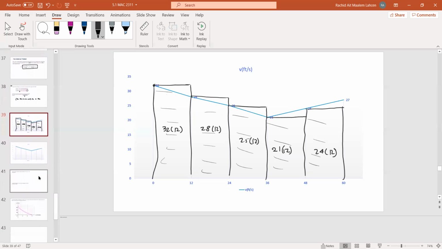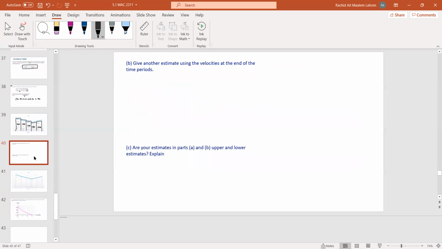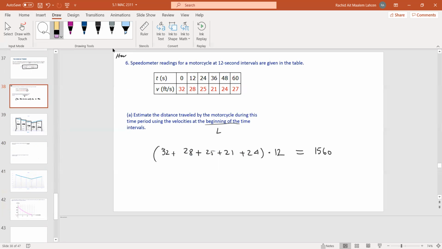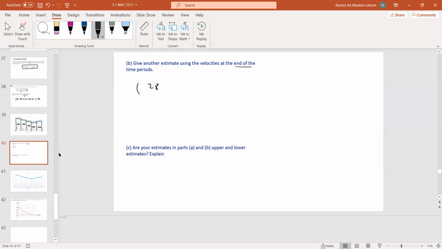Okay, so we can do the other way for B. Give another estimate using the velocity at the end. So at the end, that means now we're going to switch. So we're going to pick up this one. So we will start with this in order to pick up that one. So 28, 25, 21, 24, 27, and times 12, and that's 1500.